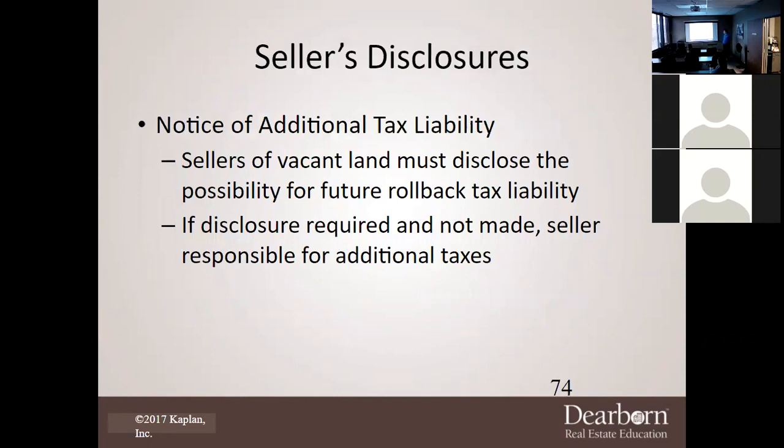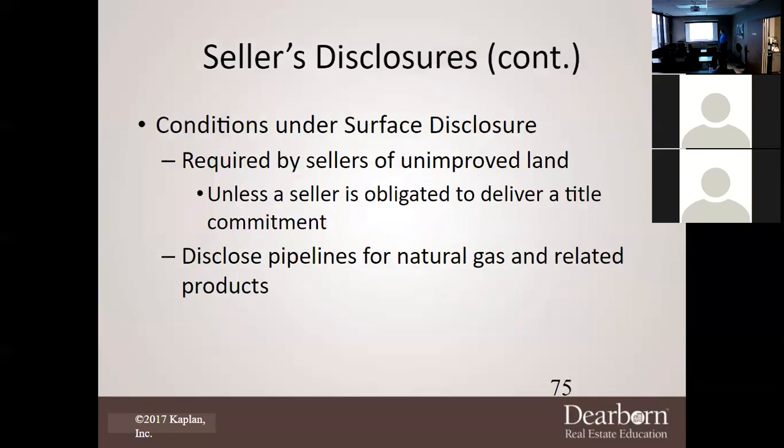Now, the seller's disclosure also has a notice of additional tax liability. It's just a notice, but it says that the sellers of vacant land must disclose the potential of rollback tax liability. If disclosure is required and not made, then the seller is responsible for those additional taxes. So if it's not put in there, then Mr. Eugene, you can pay all those rollback taxes.